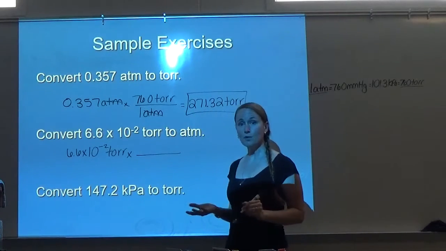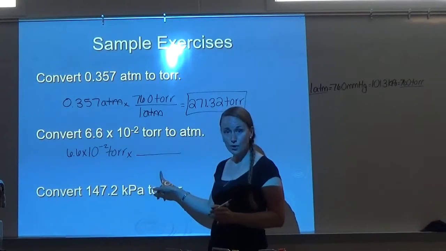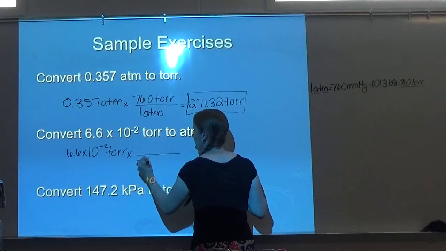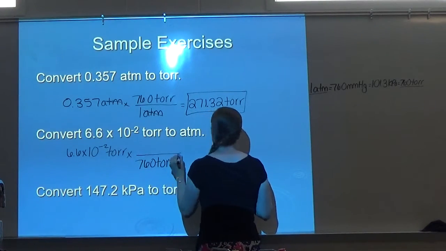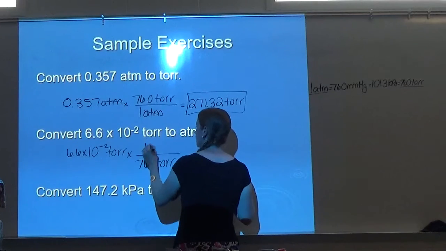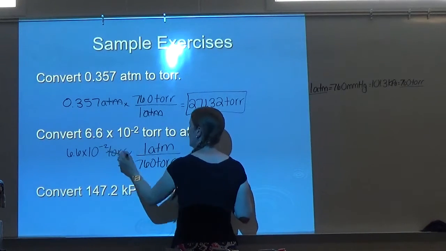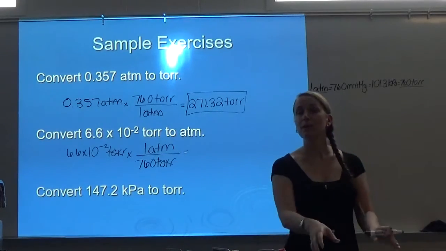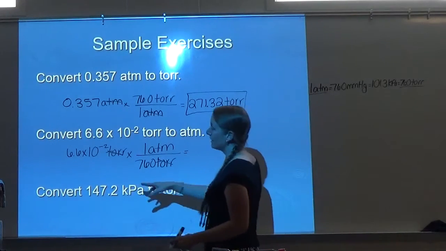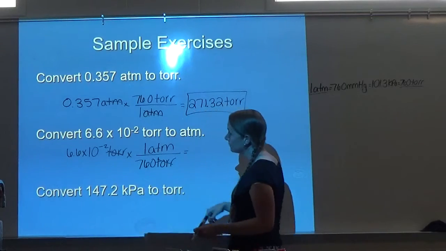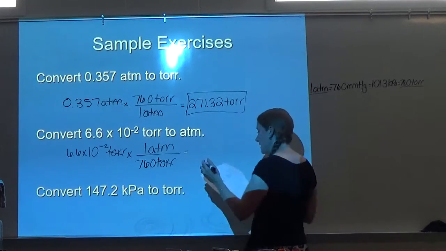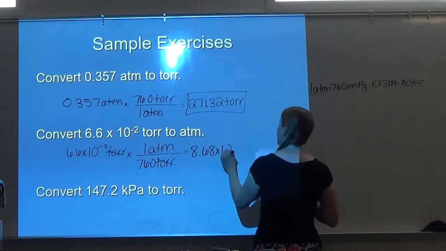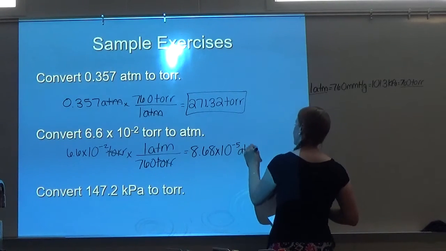So I just follow my golden rule. The golden rule says torr has to go on bottom this time. How many torr? 760 torr. And that equals 1 atmosphere, or 1 atm. So my torr cancel. And then since I have 1 number on top and 1 on bottom, I'm going to divide. I'm going to do 6.6 times 10 to the negative 2 divided by 760. And so I ended up getting 8.68 times 10 to the negative 5 atm.